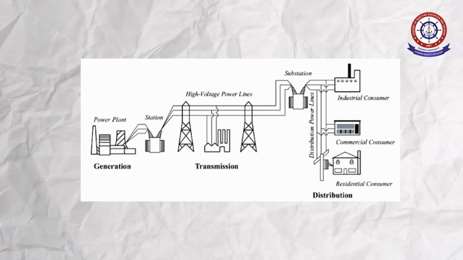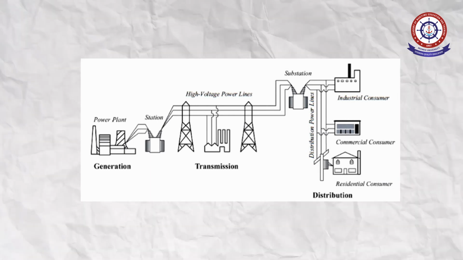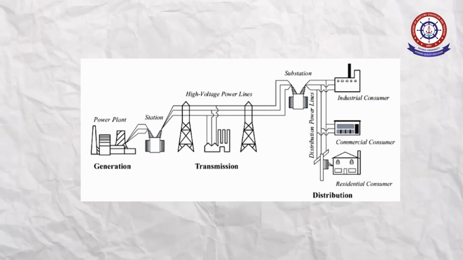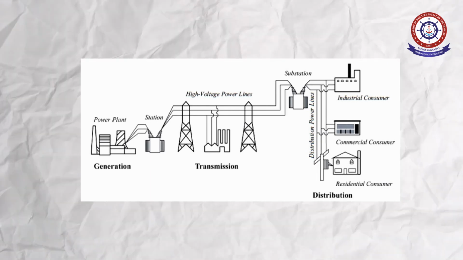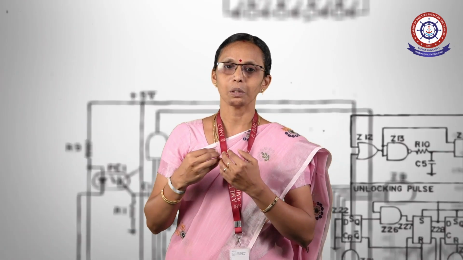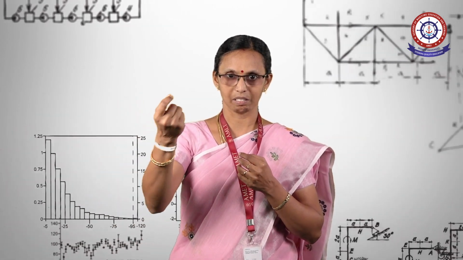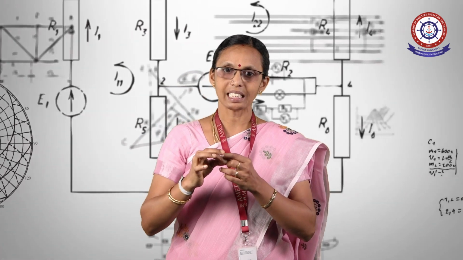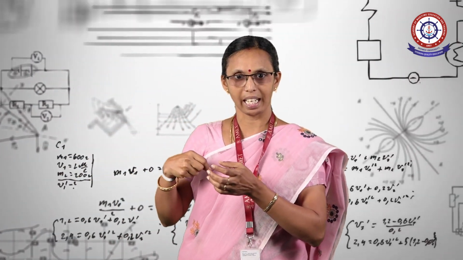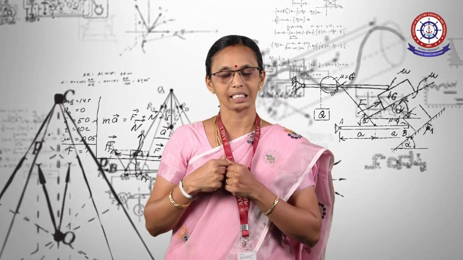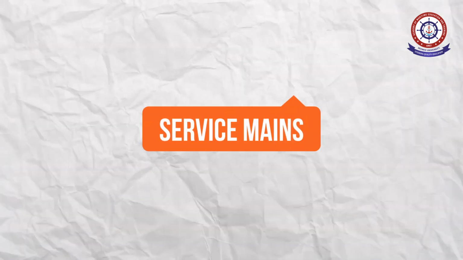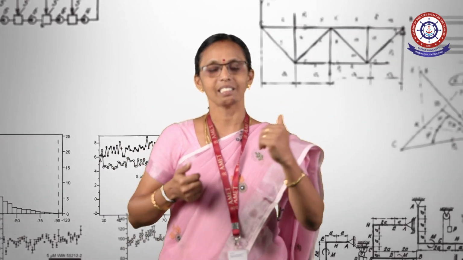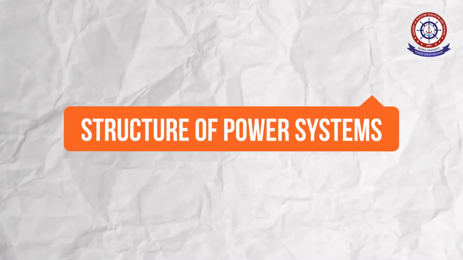From the local transformers, the distributors take the supply. The service mains are, as we might have seen, the electrical posts in our areas. To our house, we take the supply from that post. Whichever line connects that post to the end user, our home, we call the service mains. Finally, from the generating station, the power gets transferred to our load center. This entire structure is called the structure of the power system.